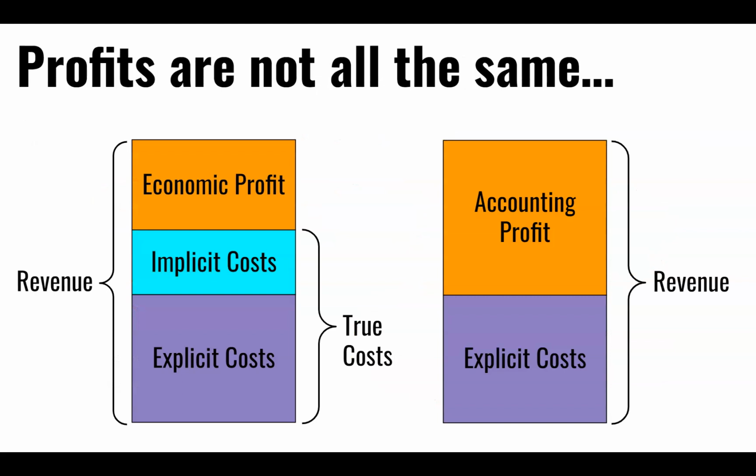So when it comes to profit, there are two different types of profit. There is what we call economic profit and accounting profit. Accounting profit is the one on the right, and that's the one that most people are familiar with. We take our total revenue, we subtract out the explicit costs, and we look and see how much is left over, and we call that profit.